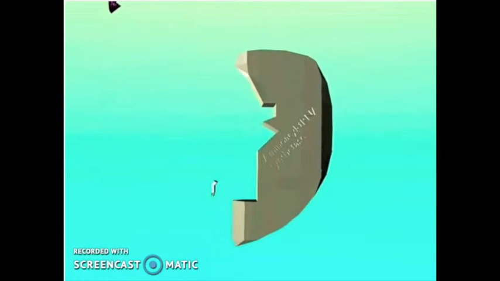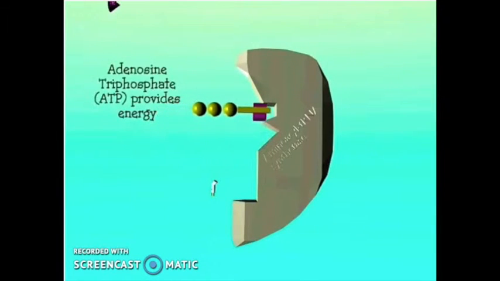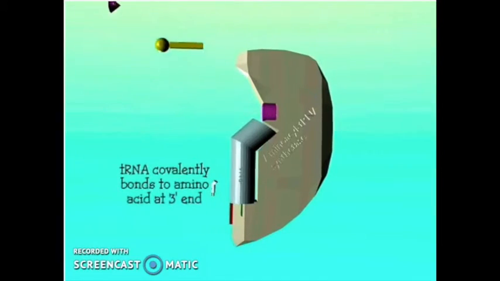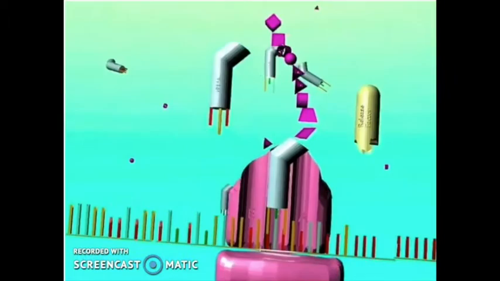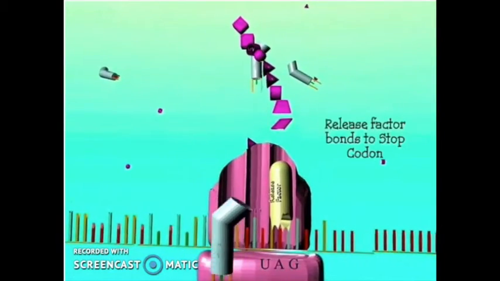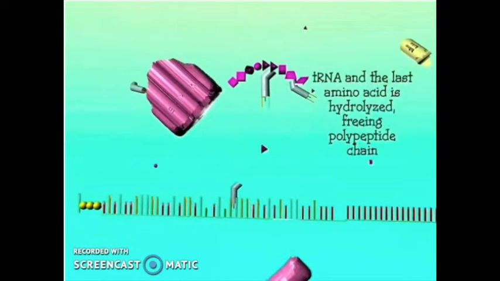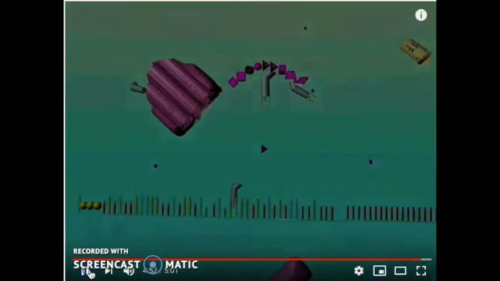As aforementioned, the aminoacyl synthetase joins amino acids to tRNA, and ATP provides the energy needed for this to happen. The polypeptide chain continues forming until termination, when a release factor binds to a stop codon. Hydrolysis occurs and the parts dissociate.